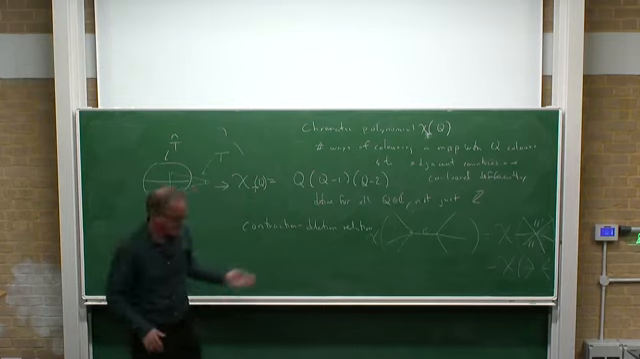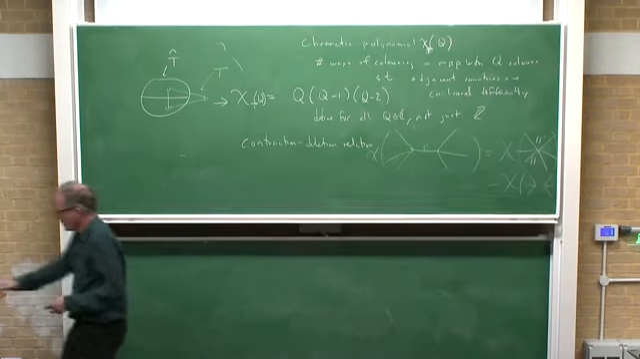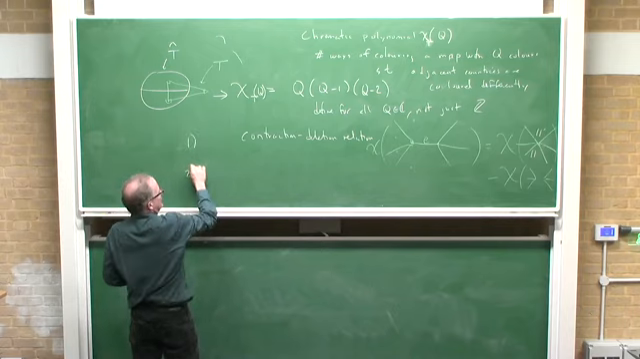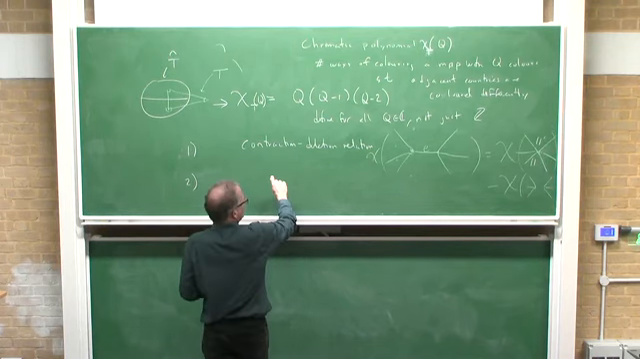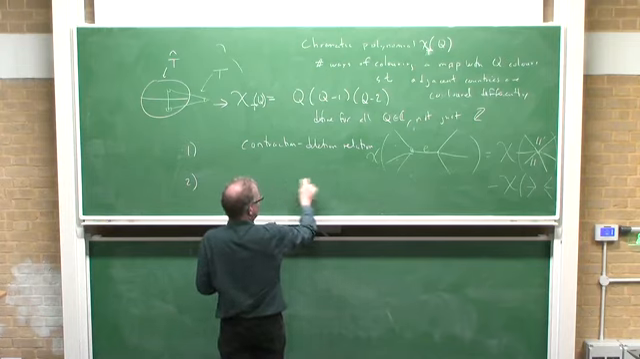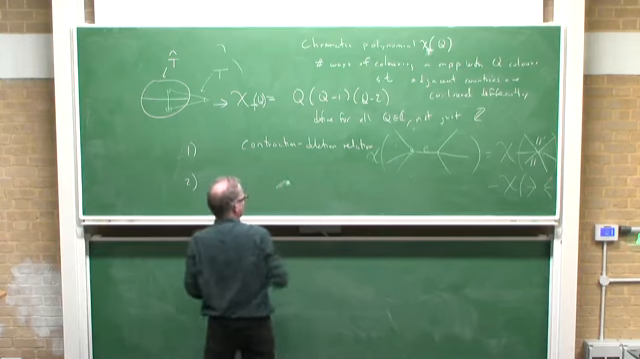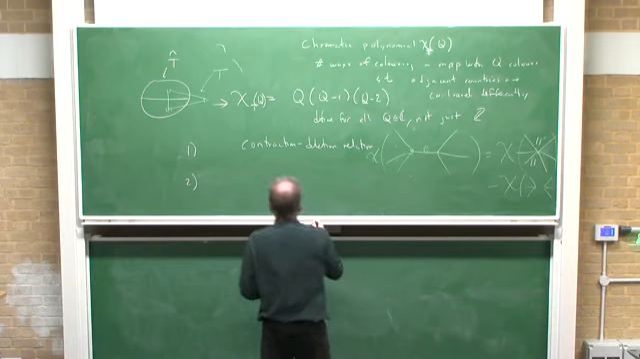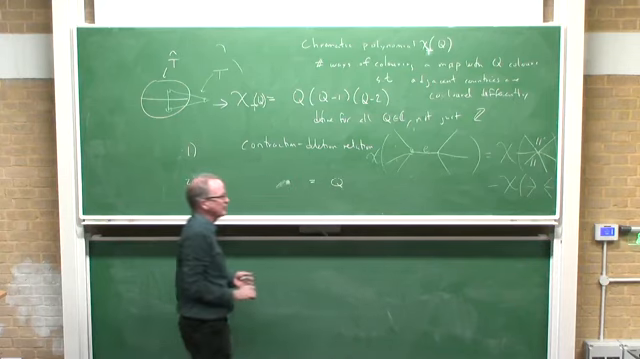And via the contraction deletion relation, we just need actually a few other things here. We just need the fact that if we have an isolated point, so I'm using green for this, then that gets just a weight Q.